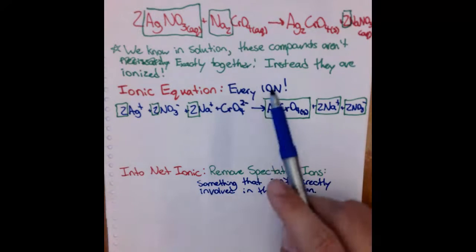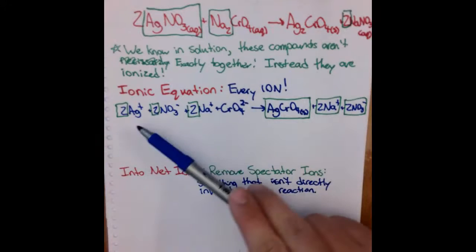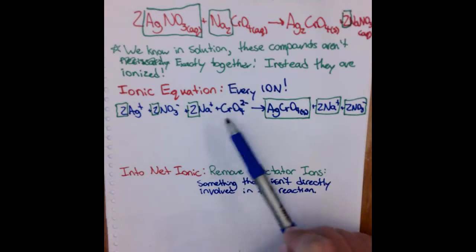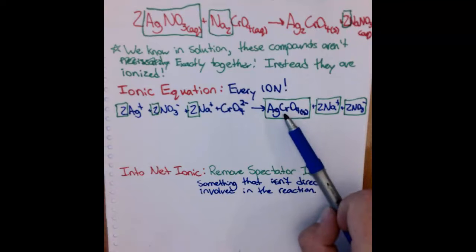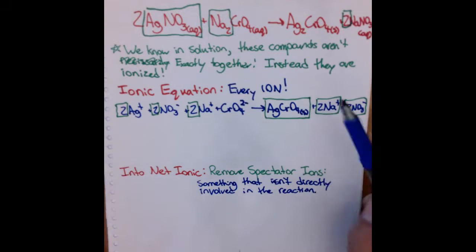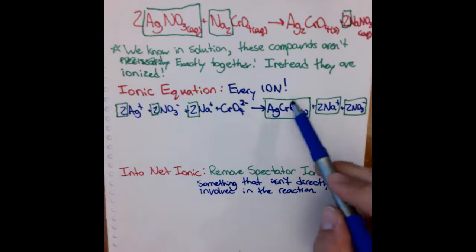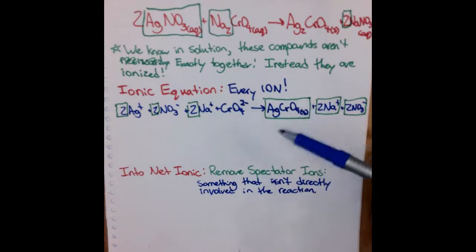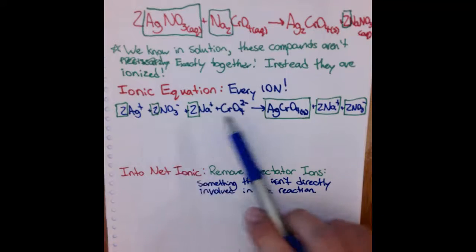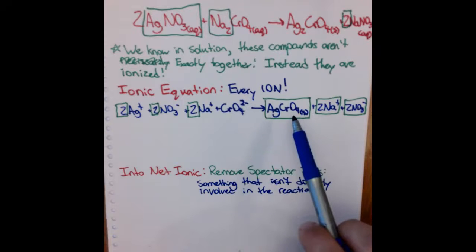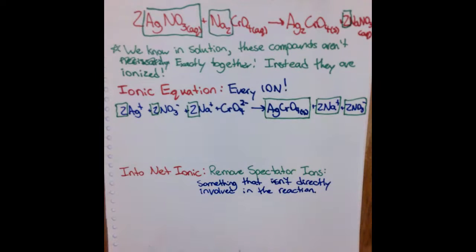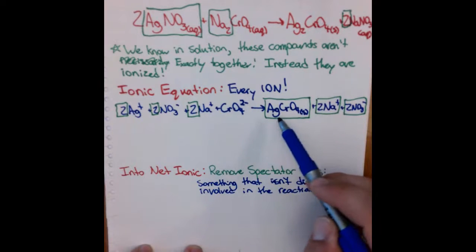So if we look here, our overall reaction is really just taking silver and bonding it to chromate ions in order to form silver chromate solid. So if we ever see a precipitate or water being formed, we're going to look at the ions involved that are going to produce our final product, precipitate or water. So in this case, we should look at initially what is going to be involved in order to form this silver chromate.